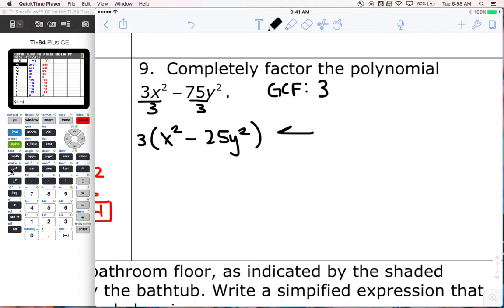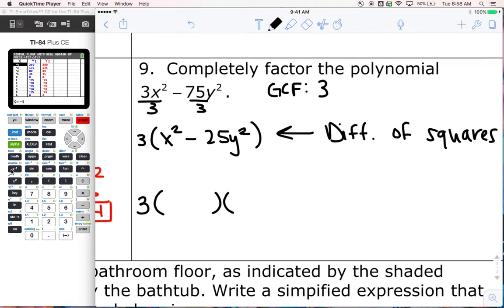And at this point, you should recognize a special case, right? This 25 kind of gives it away. That's a perfect square number. Also, x squared is a perfect square, and y squared is a perfect square. So right now, we've got the difference of squares. And this is a rule that allows us to factor super quickly if you know what you're looking for. All right, so my final answer, I'm going to get it set up.